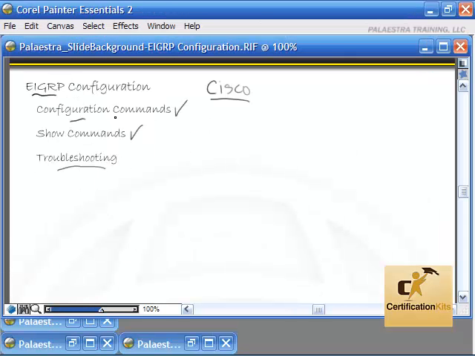So with EIGRP configuration, we've gone in, looked at the configuration commands, configured EIGRP, we tested it, we did some troubleshooting utilizing all of our show commands, show IP route, show IP protocols, show running config, which I really enjoy, and we did some troubleshooting. We created some problems with EIGRP, then went through the steps necessary to resolve them.